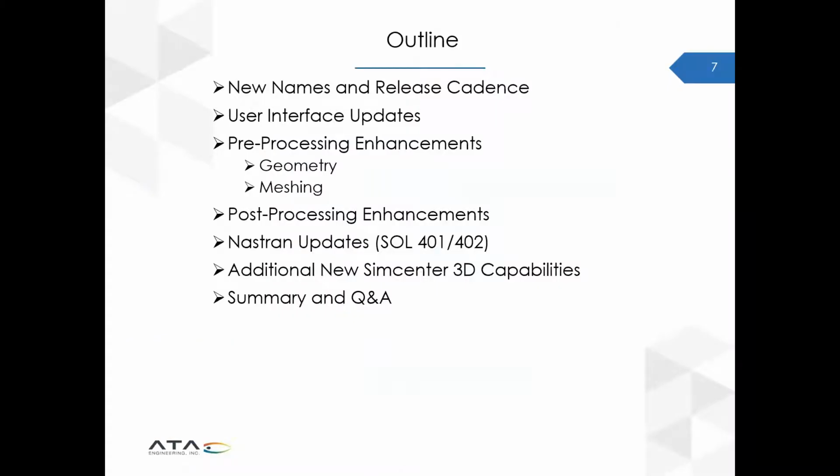This is a quick rundown of what I'm going to cover today. I'll start off by talking about some new naming conventions and a new release cadence that we expect to see going forward with these products. Then we'll jump first into Simcenter 3D, where we'll talk about user interface updates and pre-processing enhancements on both the geometry and meshing side of things. We'll also discuss post-processing enhancements and some Nastran updates, in particular targeted at solutions 401 and 402. Then we'll cover some additional new Simcenter 3D capabilities before wrapping up with a summary and opening things up for questions.